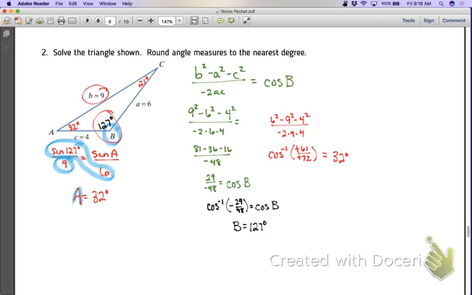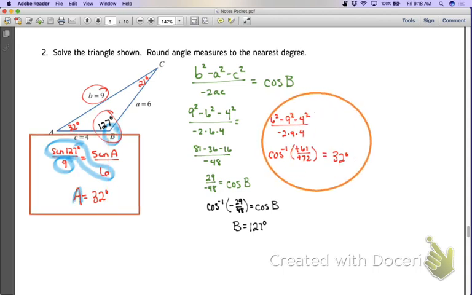Okay. It doesn't matter to me if you use law of sines on that second step or if you go back to law of cosines. Okay. For that second step, it's really up to you. The first step, you have no choice. Second step, you're driving the bus. Okay?